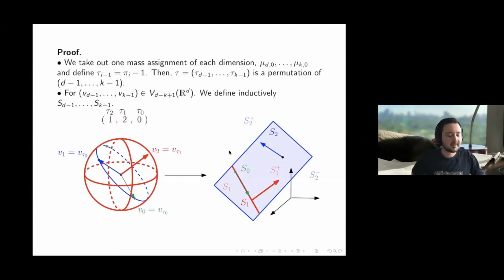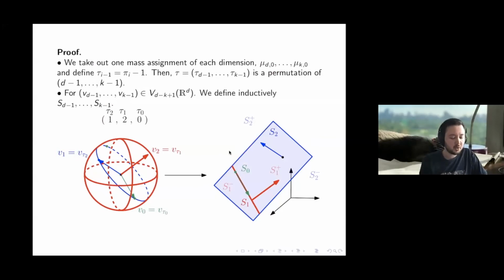Okay, and so if I give you an element (V2, V1, V0) in this Stiefel manifold, what I'm going to do is construct first my set of nested affine spaces. So the first thing I do is I want to find S2, the plane. So I go to tau_2, which is 1, so I look at V1. And orthogonal to this direction, I'm going to take a plane that has the measure I put aside. So this plane is having the measure mu_2, 0.